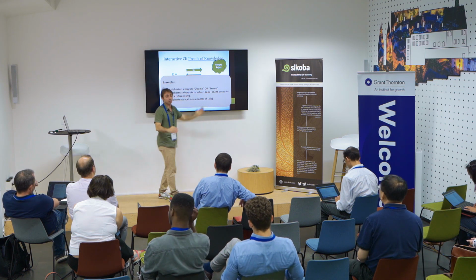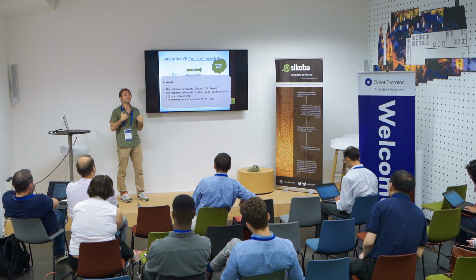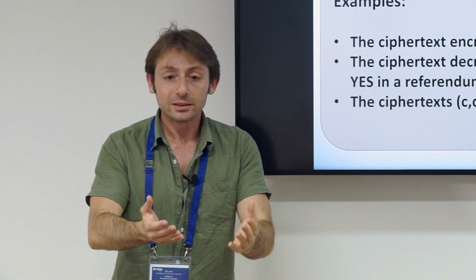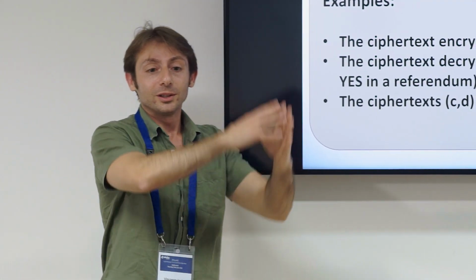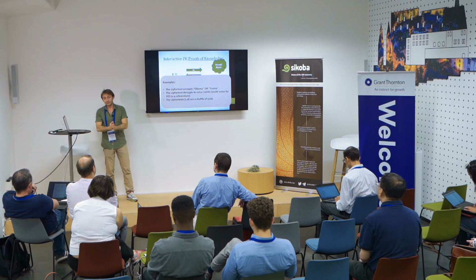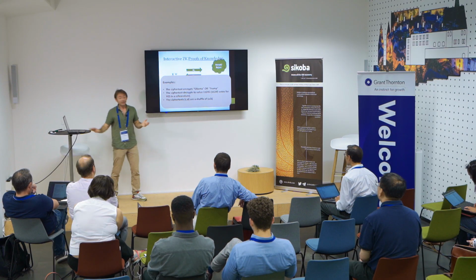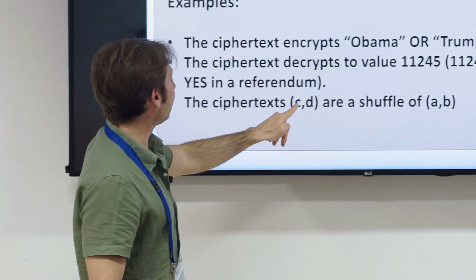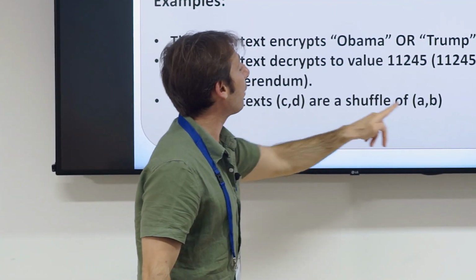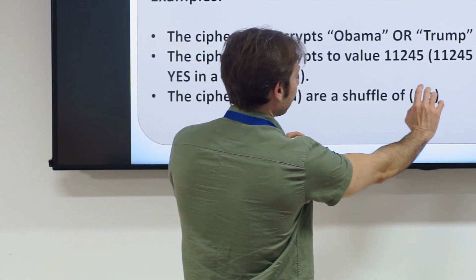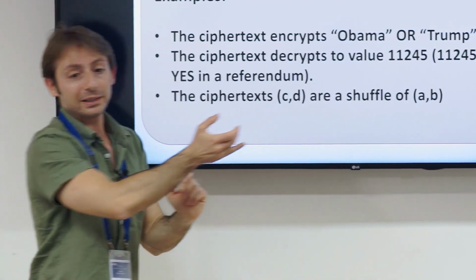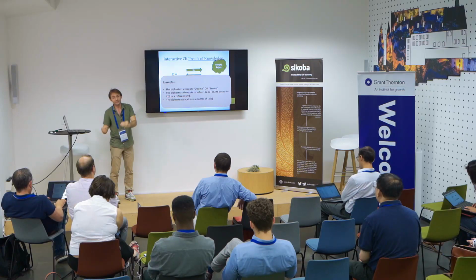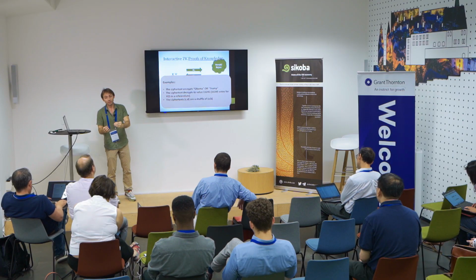the correct value. So the authority can prove that the result they claim corresponds to the real tally. And then you can prove that ciphers C and D are a shuffle of A and B. So it means that they are permuted and re-randomized according to some randomness and to some permutation. Okay.